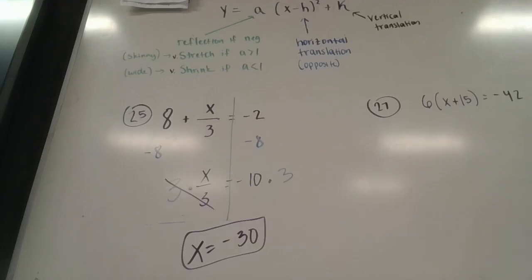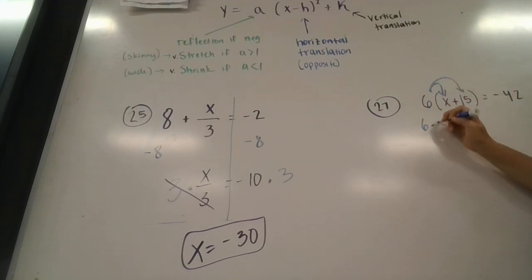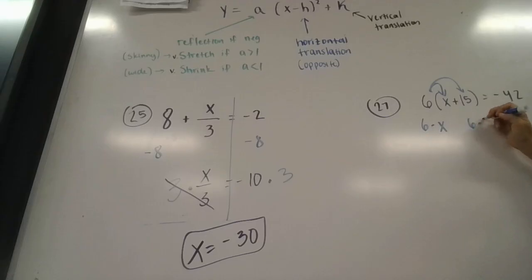Alright, let's head to Leanne. Leanne, what's your first move on 27? Distribution? Okay, so that would be 6x plus 60 and 30 is 90. Okay.